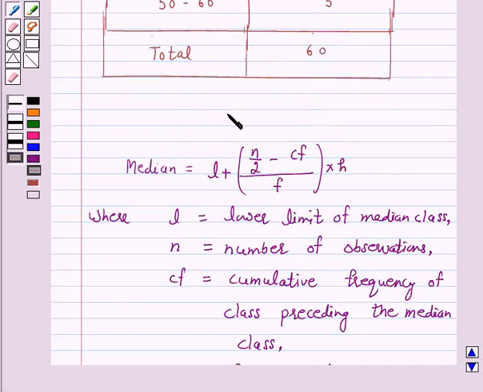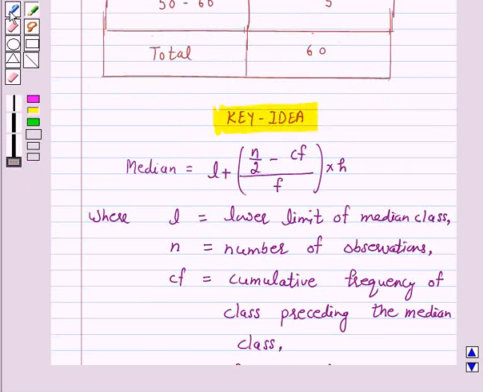So this is the key idea behind our question. We will take the help of this key idea to solve the above question. So let's start the solution.